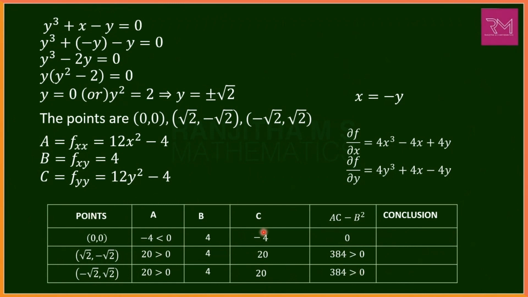After constructing A, B, C and AC − B², we have to find the extreme values. For that, if the AC − B² value is equal to 0, we can directly tell that the point is a saddle point. Similarly, if AC − B² is greater than 0 and A is also greater than 0, it has a minimum value of the function. Similarly, AC − B² is greater than 0 and A is greater than 0. That means for the point (−√2, √2), we get the minimum value for the function f(x, y). This completes the problem.